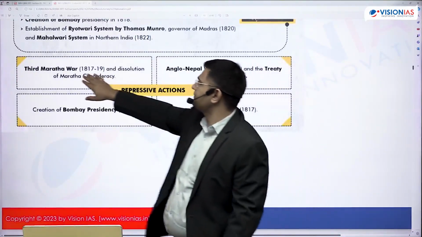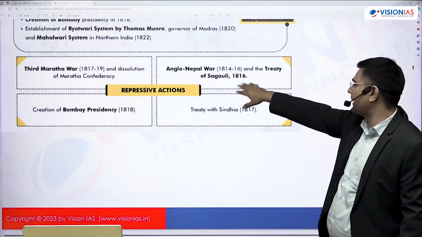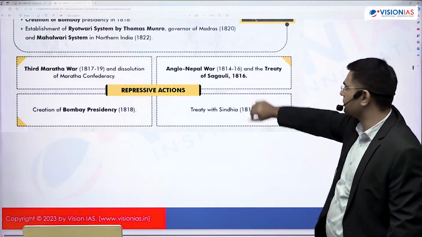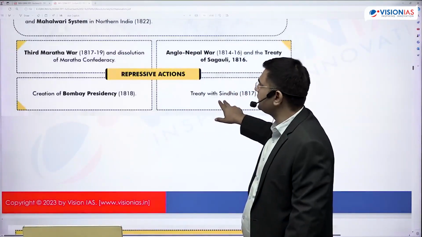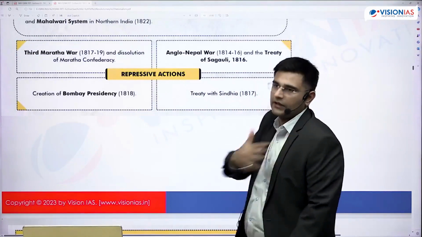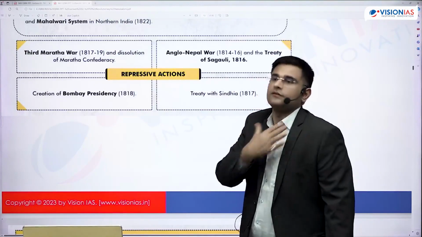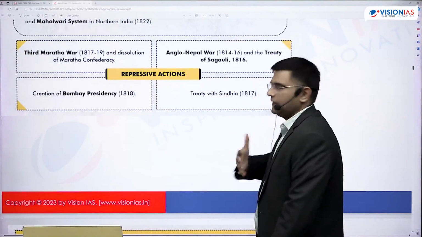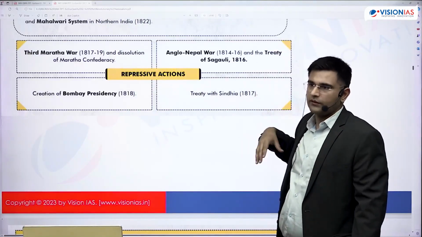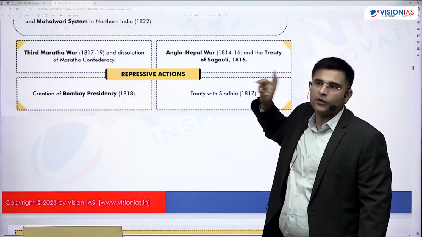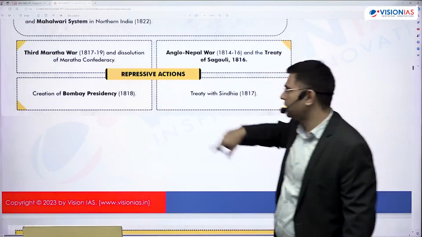Repressive actions: the Third Maratha War, the Anglo-Nepal War, and after the Anglo-Nepal War this treaty was signed, the Treaty of Sugauli, plus a treaty with Sindhia. The treaty with Sindhia is wrong here. In history, different sources give different facts. It could be some other treaty which I am not aware of, but the treaty with Sindhia was signed in 1803, the subordinate alliance was signed in 1803, and here it was signed with Holkar and Bhosle.